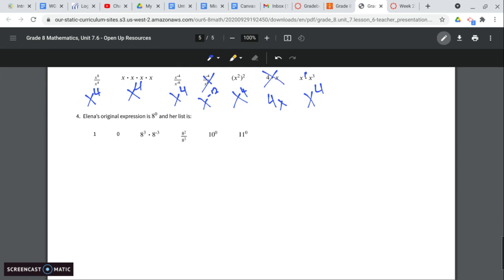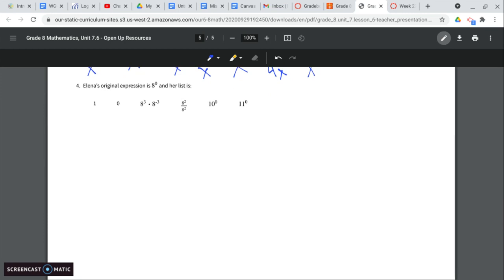All right, Elena's original expression is 8 to the 0, and her list is, now remember, anytime we have any number to the power of 0, the answer is always 1. So we know 1 works, because it's 1, so that's equivalent. 0 does not work. It's not 0. If we take 3 plus negative 3, that's going to give us 0, so it works. Or give us 1, because it'd be 8 to the 0, so it'd give us 1, so that works.